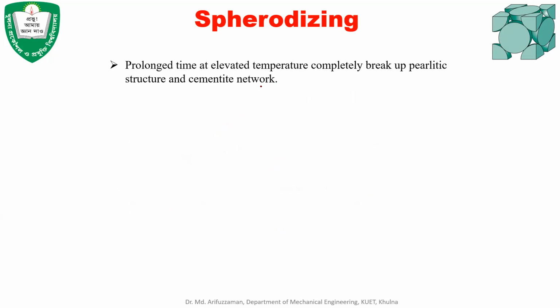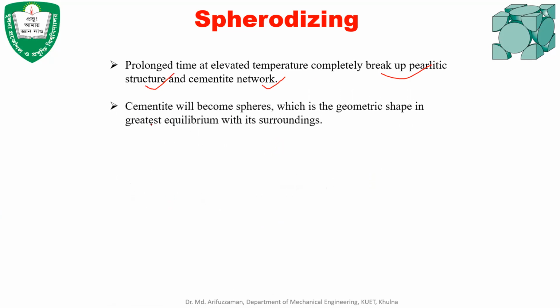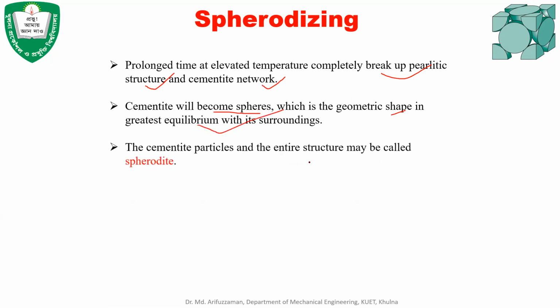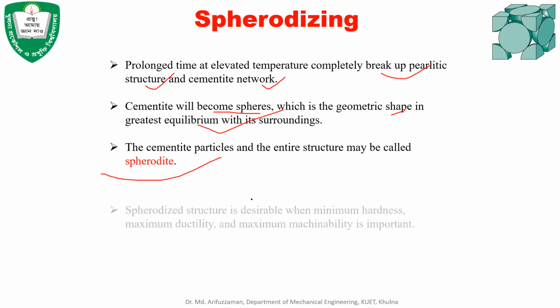And prolonged time at elevated temperature completely breaks up the pearlitic structure and cementite network to produce spherical particles. Okay, cementite will become a sphere, which is the geometric shape in greatest equilibrium with its surroundings. The cementite particles and the entire structure may be called spheroidite. That means you just break up the structure and produce spherical cementite particles, so that you can cut it very easily.